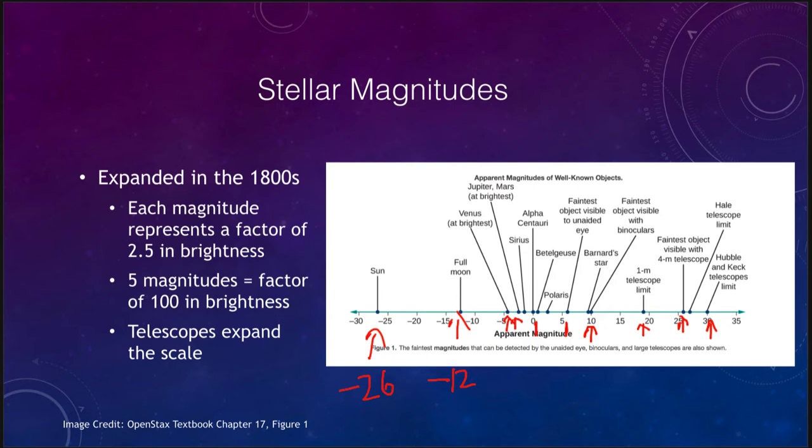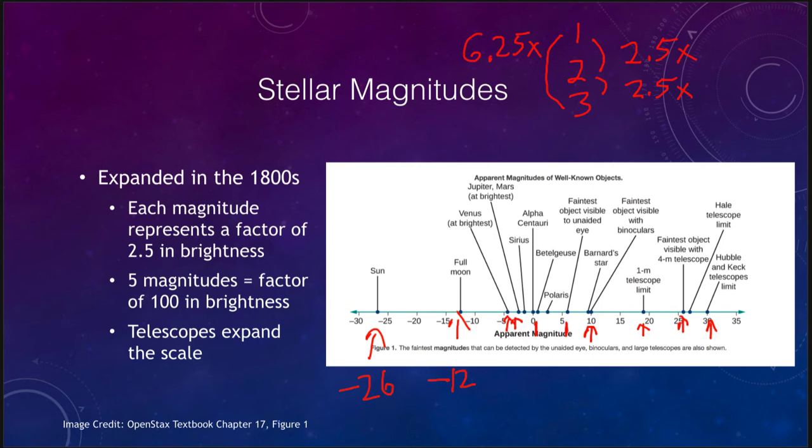Now, the way it was expanded and the way it has finally been formalized, based on what Hipparchus had originally done, is that each magnitude represents a factor of 2.5 in brightness. So if you have a first magnitude star and a second magnitude star, the first magnitude star is 2.5 times brighter than the second magnitude star. And if you go to a third magnitude star, that would be another 2.5 times. So between the first and third magnitude, it would be 2.5 times 2.5, or 6.25, 6¼ times brighter.